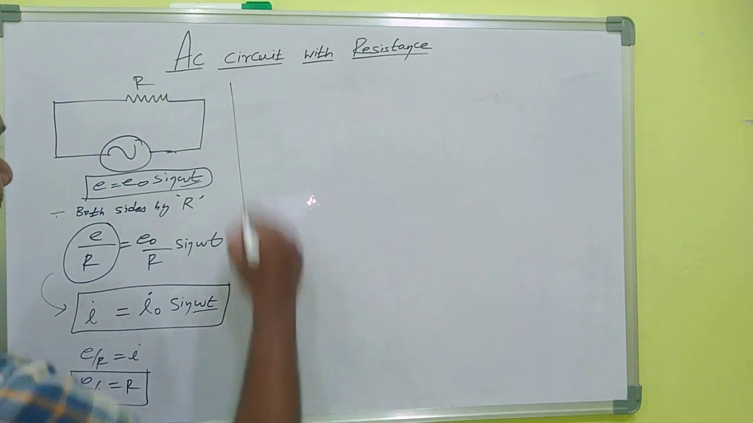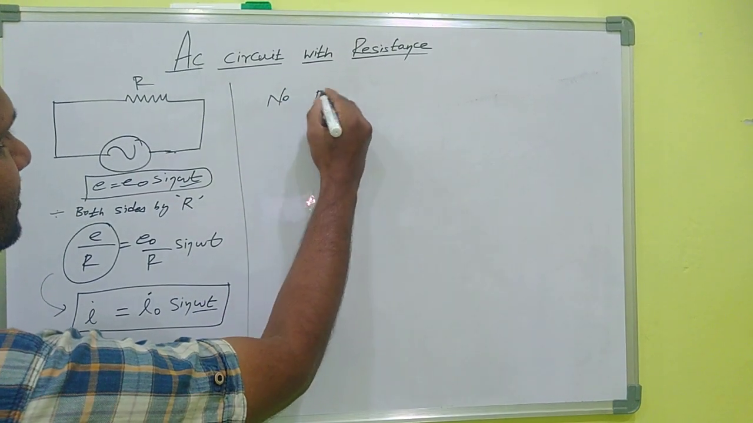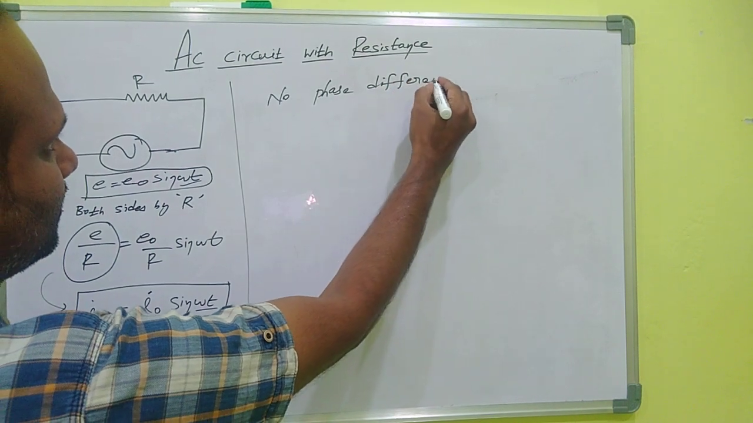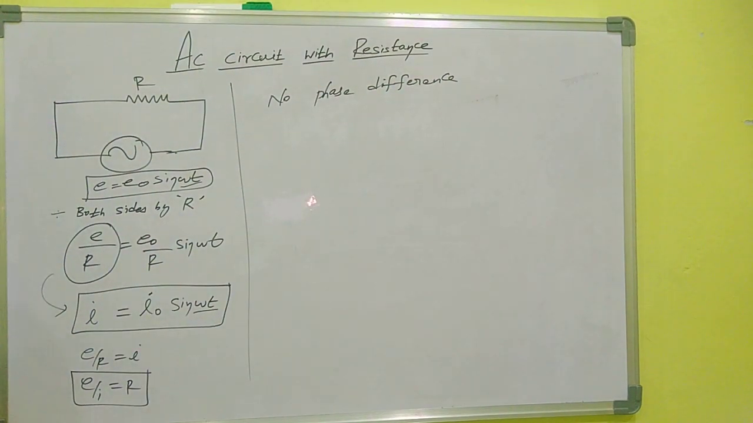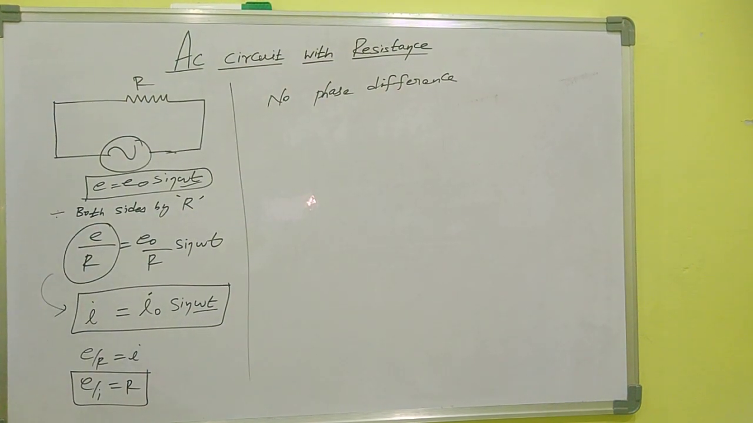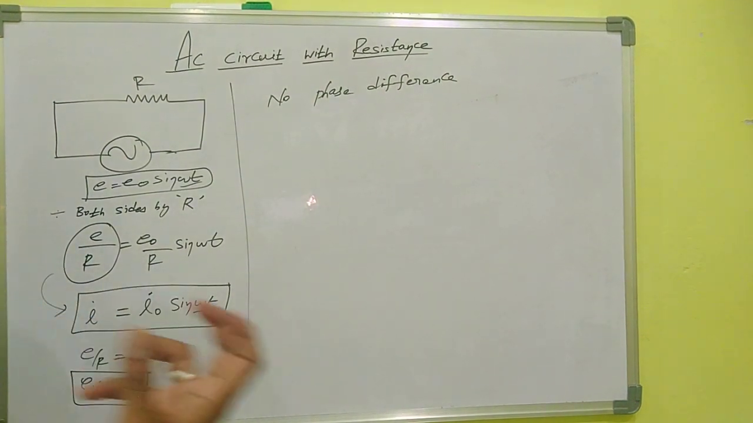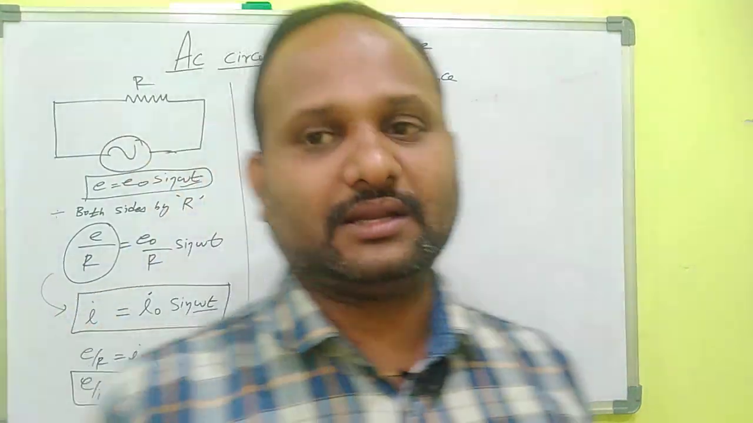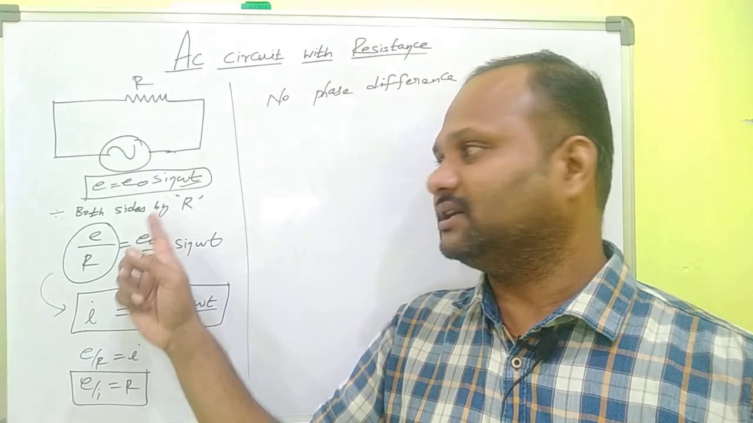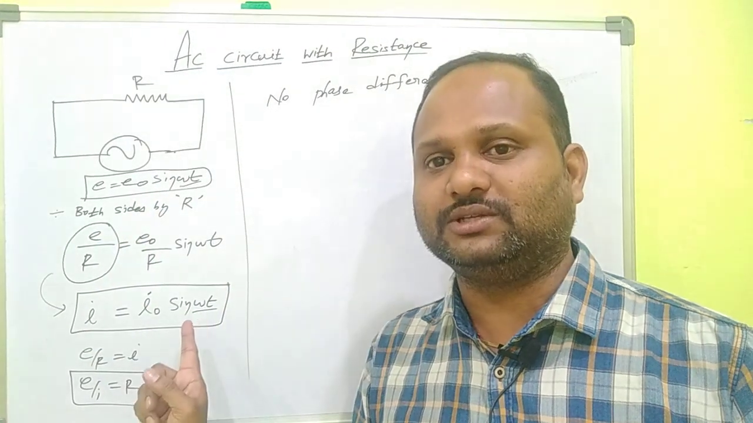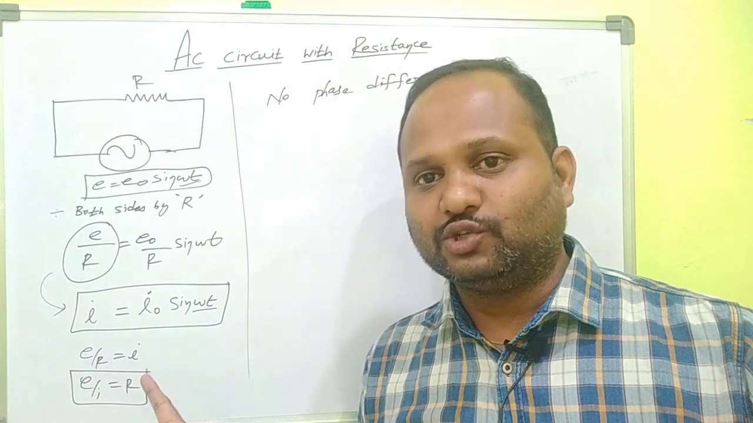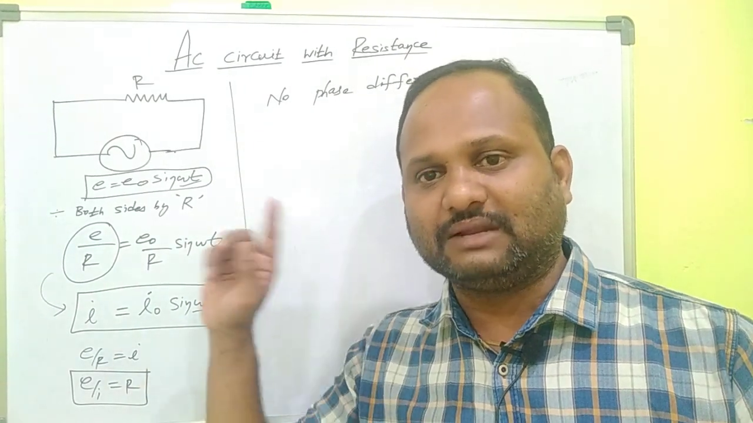No phase difference. I write here, no phase difference between E and I, in the case of an AC circuit with resistance. How do we represent the phase difference? There are three ways. One is mathematical expressions. Here I wrote E equal to E naught sin omega t, I equal to I naught sin omega t. Both are at the same angle, sin omega t. So there is no phase difference between E and I. That is one way to represent it.